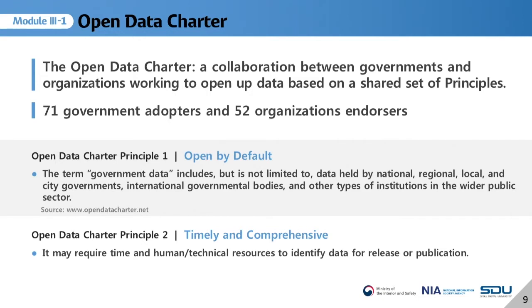The second principle of open data is the Open Data Charter. The Open Data Charter is a collaboration between governments and organizations working to open up data based on a shared set of principles. Currently, 71 national governments have adopted this Open Data Charter, and 52 international organizations endorse this Open Data Charter. There are 6 principles. The first principle, open by default.